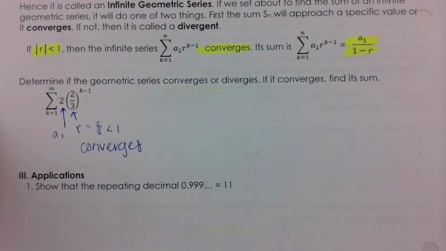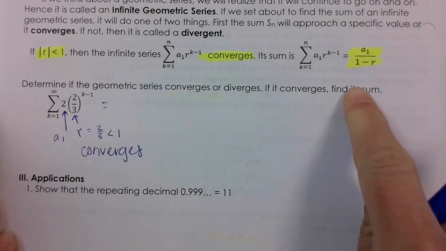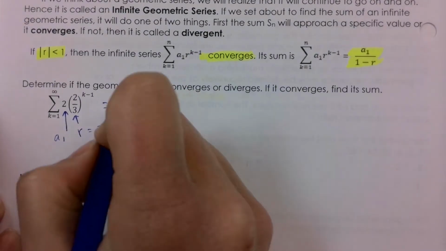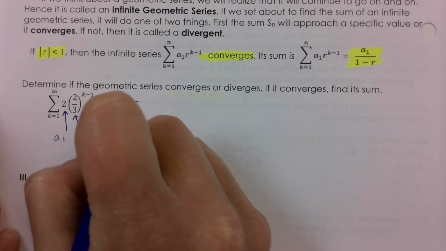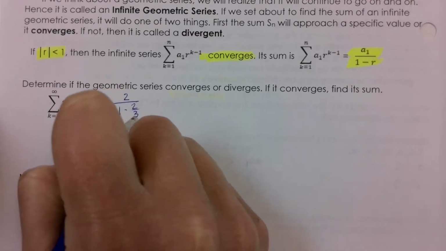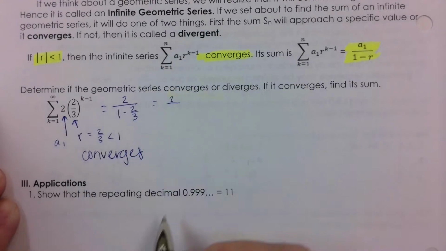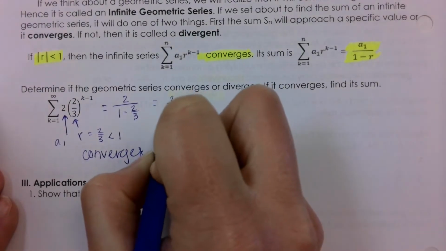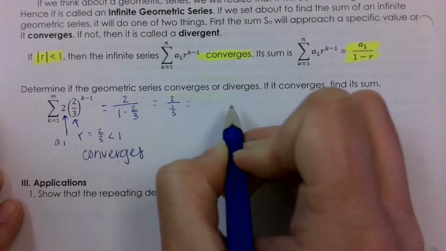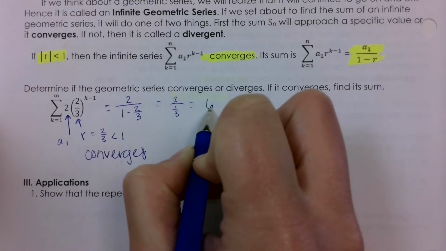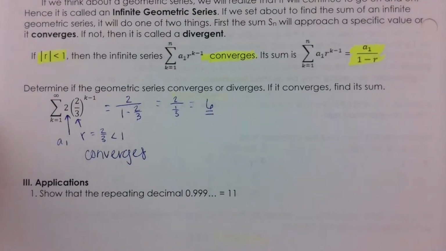Then, to find the sum, we are going to use this formula right here. We'll put our first term, which was 2, over 1 minus R, which was 2/3. So what is 1 minus 2/3? 1/3. And 2 divided by 1/3 is basically 2 times 3, which is 6. So that means your series is going to converge at 6. Questions? Are we all right? Anything we're not sure about, don't understand?